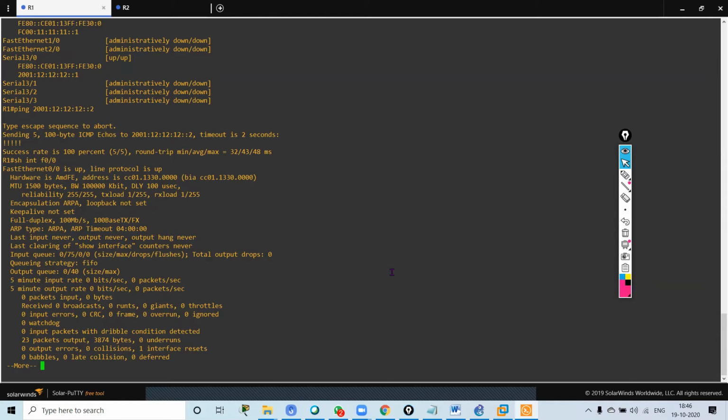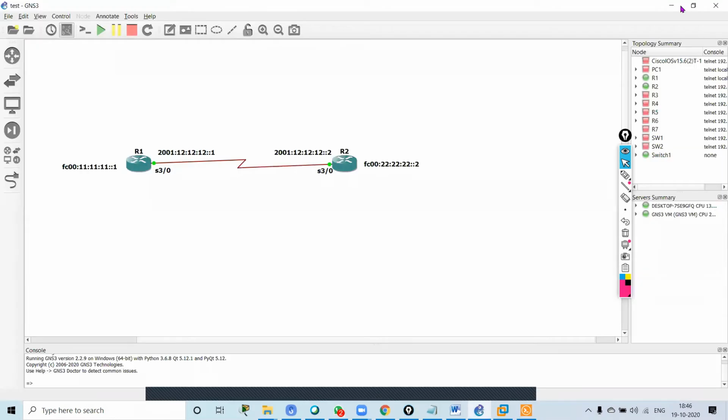I have one more question here. Can you go back to the GNS3 diagram? Here on the serial 3/0, you have used /64. We can also use /127, right? Because with /127 we will have 2 IPs. And in IPv6 we don't have a broadcast IP or network IP, right? We don't have those things.